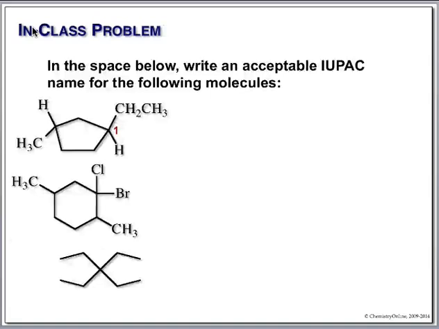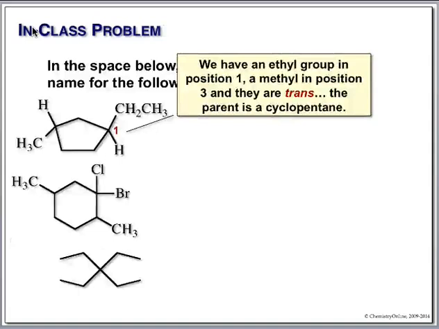Here we're doing simple IUPAC naming on alkanes and cycloalkanes. When we look at this first one, we see that this is a cyclopentane, that we have an ethyl group and we have a methyl group. They are located 1 and 3 relative to each other. Now, the ethyl group alphabetically is going to get carbon number 1.